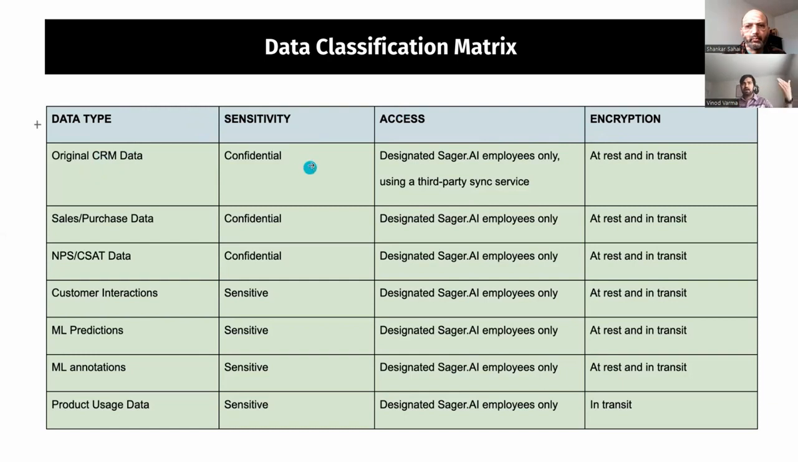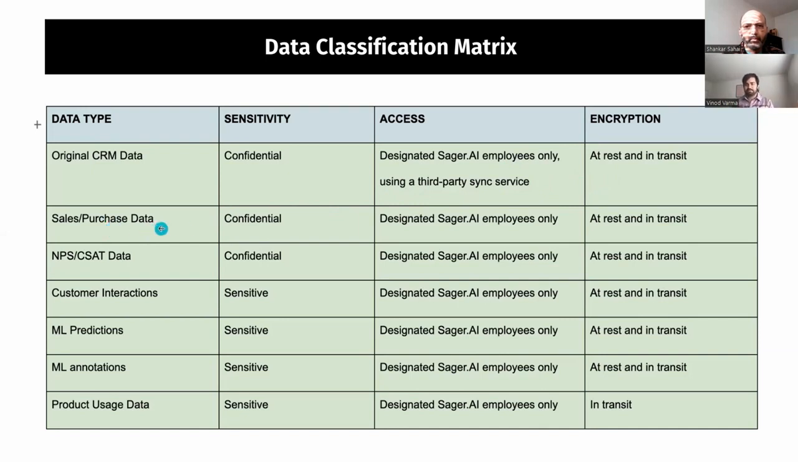Let's say we connect to your CRM data. What is the sensitivity level? It is confidential, so nobody who is not authorized should have access. So only Sager designated employees who work on that specific component of data processing have access, as we use a third-party sync service to sync your CRM data to our systems. There we also follow all of their industry practices. We use Fivetran for that, and Fivetran has dozens of certifications, as we have already discussed. So we follow their certifications so that we are also compliant, and you are too.